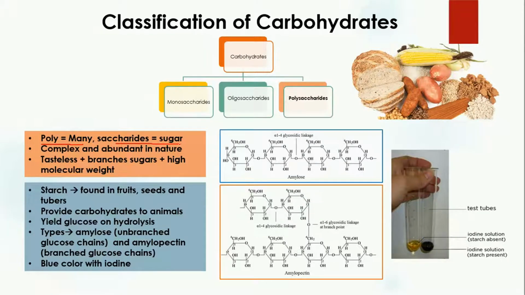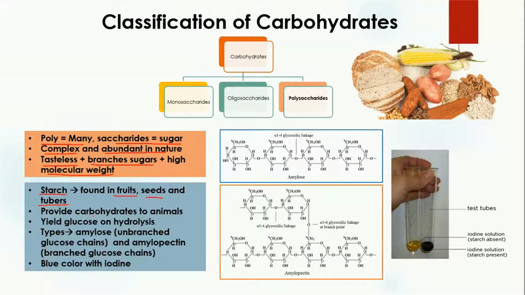So the polysaccharides are the most complex and abundant sugars in nature, and they are made up of many monosaccharides which are combined together to form large compounds. They are tasteless, they have branches of sugars, and they have high molecular weight. The first example of polysaccharide is starch, which is found in fruits, seeds, and tubers. The potato is the richest source of starch.